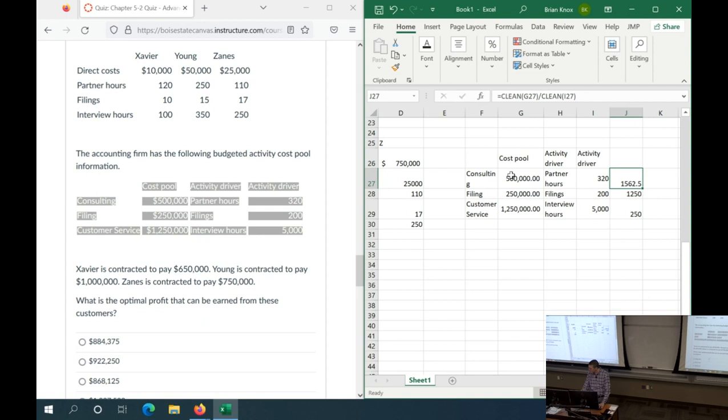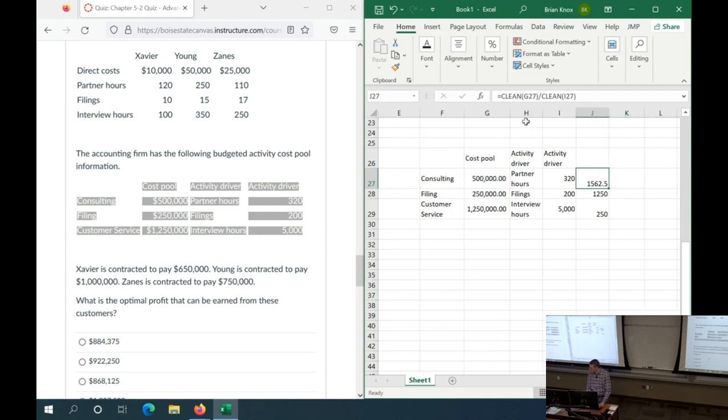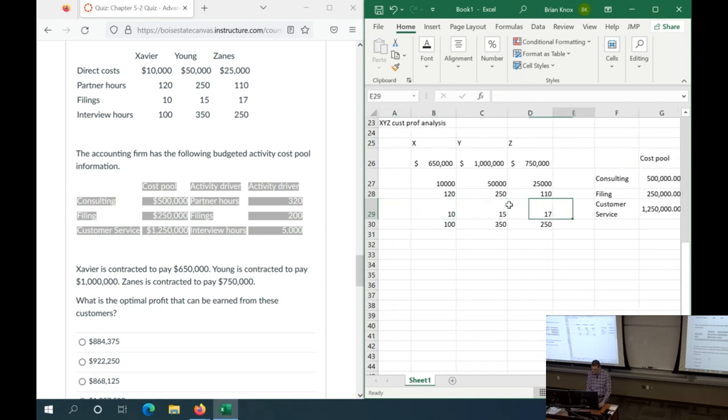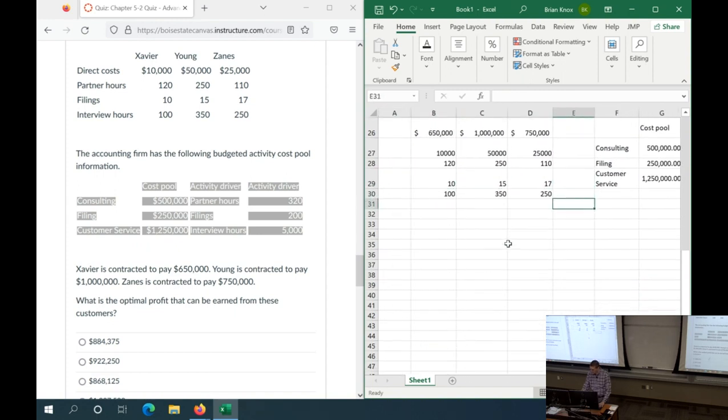Okay, we have some three rates here now. 1562.5 for each partner hour consumed, 1250 for each filing, and 250 for each interview hour. All right, I'm going to point to those right here.